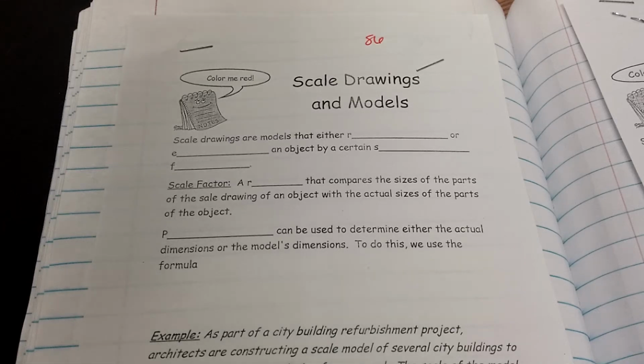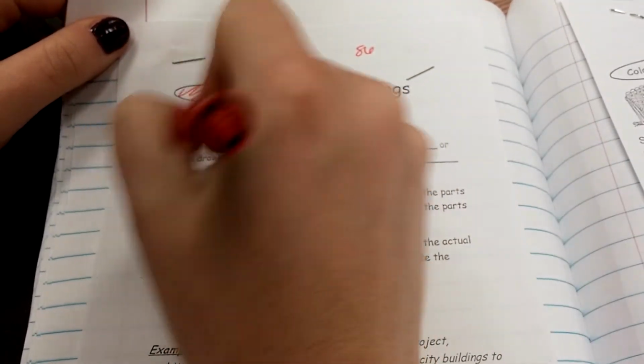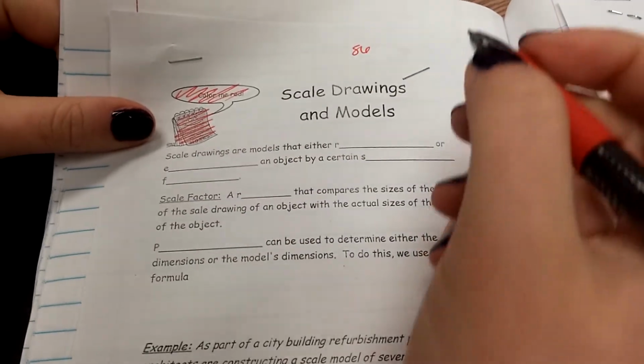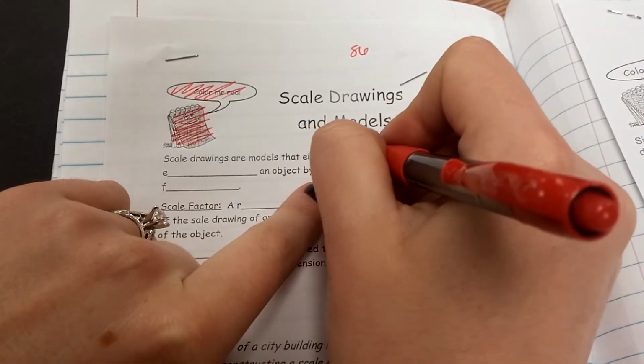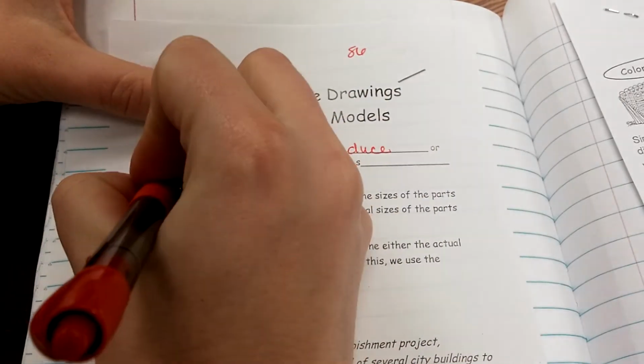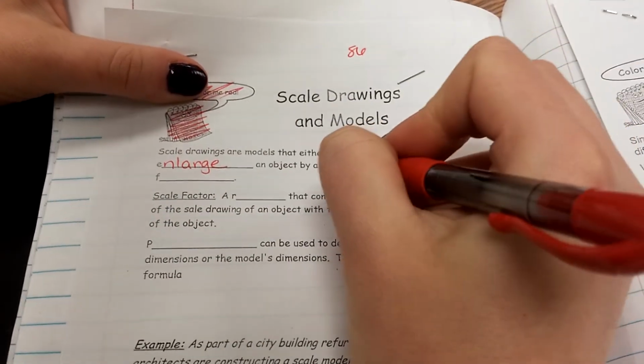In today's video, we're going to learn about scale drawings and scale models. This is part of Unit 6, so we're coloring red. Scale drawings and models, or scale drawings, are models that either reduce or enlarge an object by a certain scale factor.